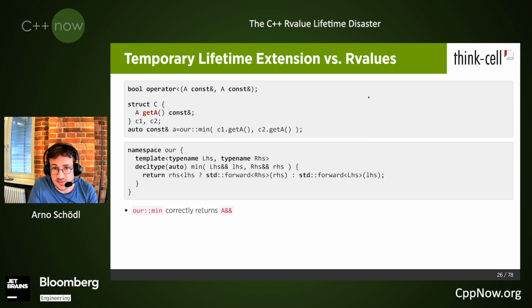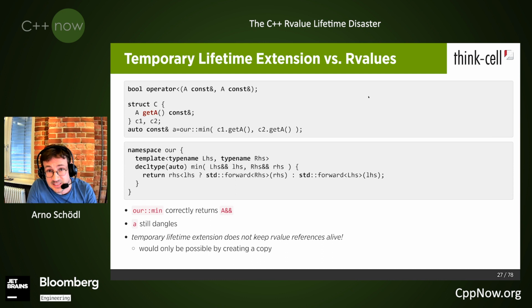So does it work then? Turns out, no, it still doesn't work, and the A still dangles. The problem here is that this temporary lifetime extension only works if you actually have a temporary. So that's a value. If you have a reference, an rvalue reference in particular, it doesn't do anything because it doesn't have a value. It would only be able to do this by actually creating a copy, right? So the rvalue would have to be copied. And the temporary lifetime extension doesn't do that. So what do we do?